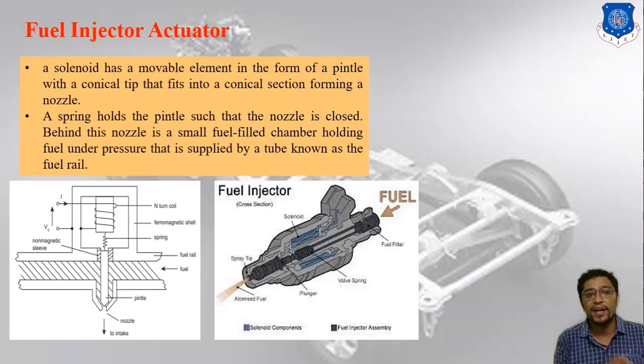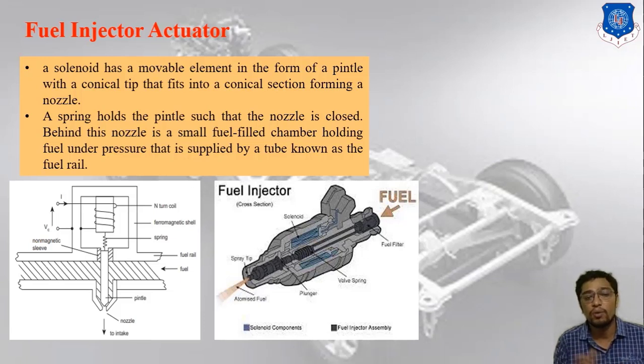A solenoid has a movable element in the form of a pintle. As you can see in the first image, the downward portion is called the pintle with a conical tip. The conical tip fits into a conical section forming the nozzle. In the image, when the voltage is on, the solenoid works and all the working starts. So a solenoid has a movable element in the form of a pintle with a conical tip that fits into a conical section and forms a nozzle, as you can see in the image.